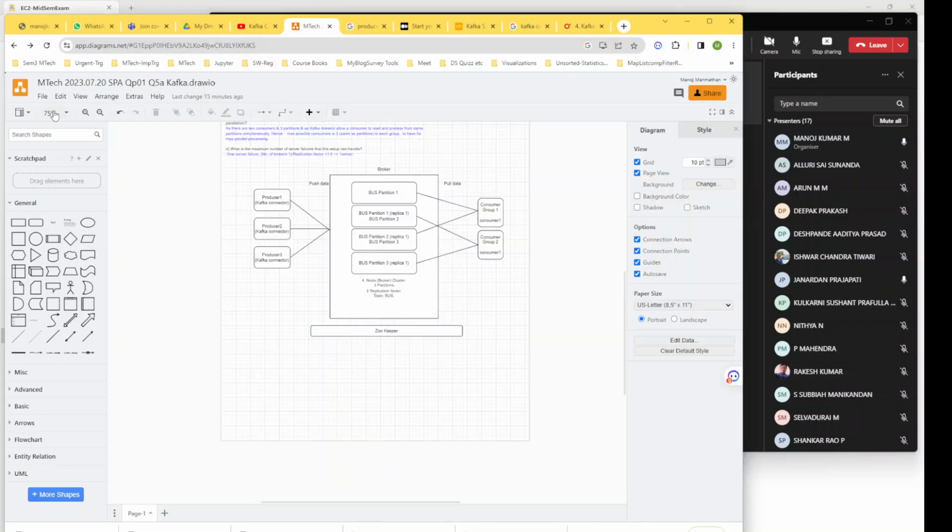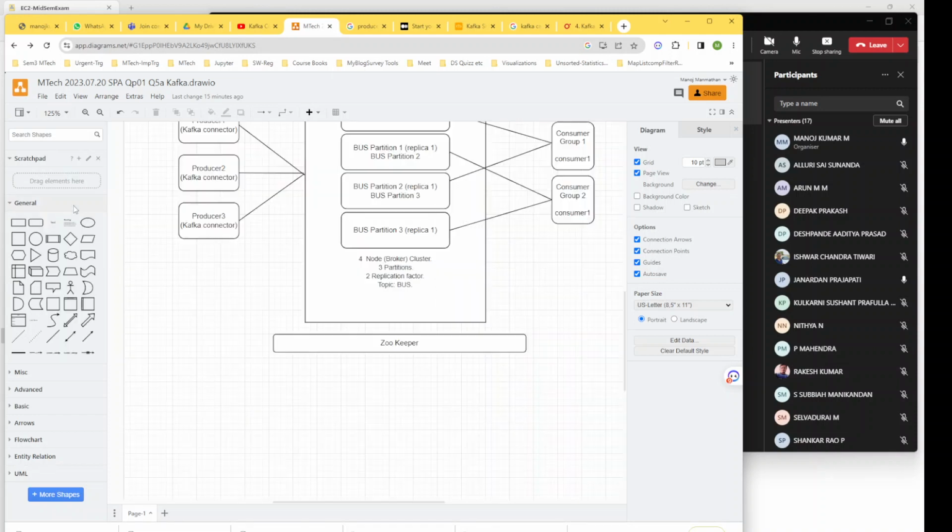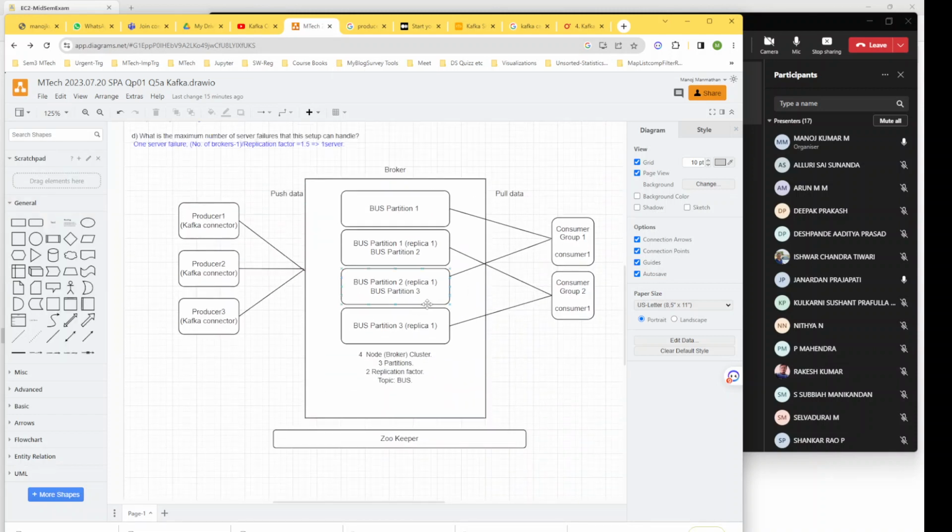So this is what I edited again, because people are saying it's not correct. You can see the screen, right? Yes, the screen is visible.